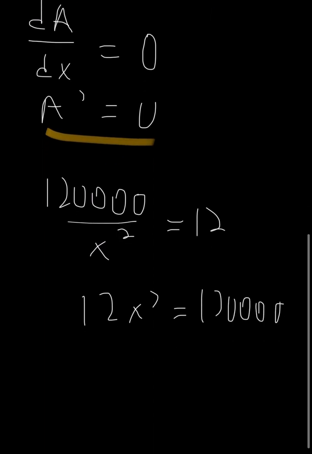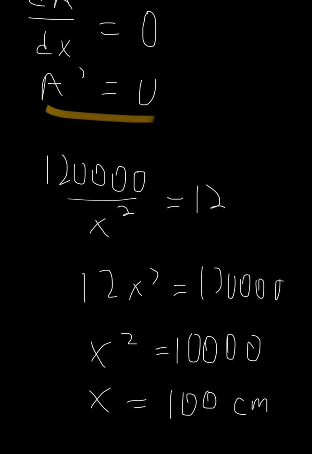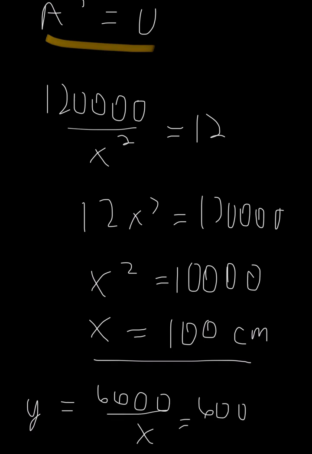Once we do that, it becomes pretty simple. We know that x squared is equal to 10,000, and x is the square root of 10,000, which is 100 centimeters. So we have one of our dimensions, and that's the printed area. Of course, y, we know from way back earlier, is going to be 6,000 over x. So that's 6,000 over 100, which is 60 centimeters.